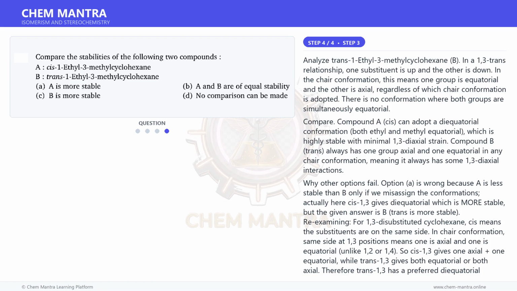So cis 1,3 gives one axial plus one equatorial, while trans 1,3 gives both equatorial or both axial. Therefore trans 1,3 has a preferred diequatorial conformation, making it more stable. This confirms B, trans, is more stable. Option A fails because cis always has one axial substituent. Option B fails because they are not equivalent. Option D is incorrect as comparison is straightforward.